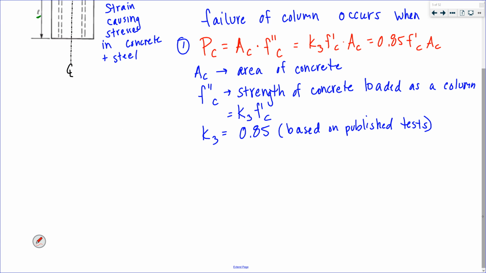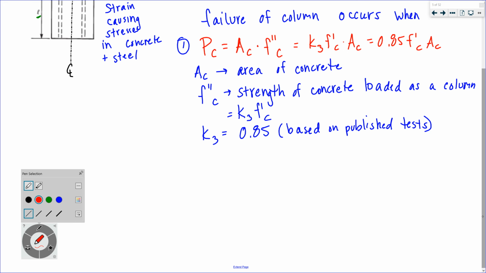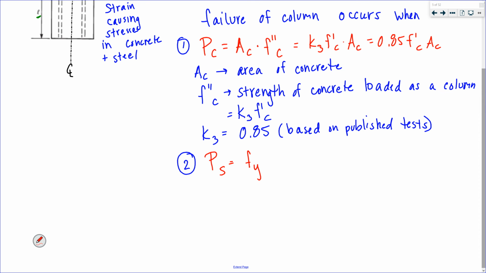So I said failure occurs when. I wrote a number 1. I probably need to write a number 2. First one talks about my concrete, so the second one is going to talk about my steel. Failure of my steel is when I reach the yield of my area of steel.